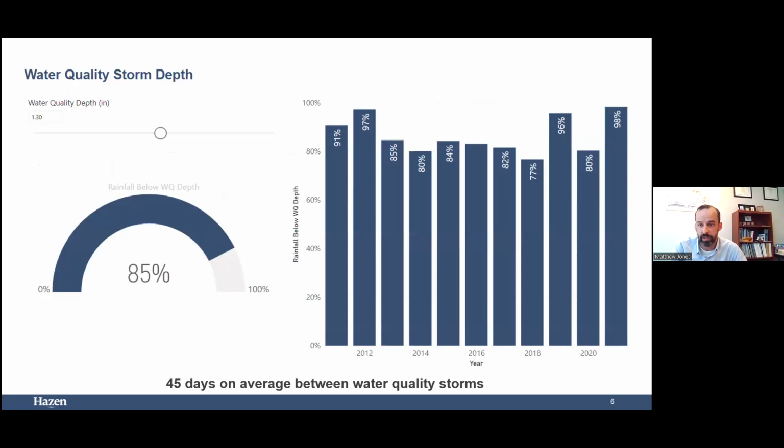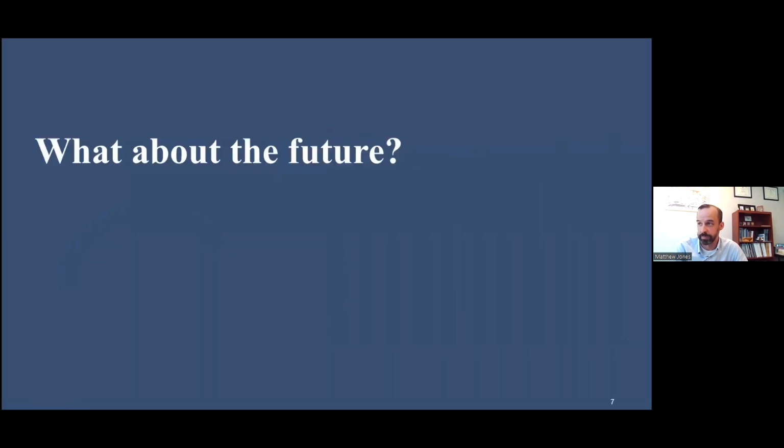The other is when we look at historical rainfall, looking at our water quality depth, often the sizing of our green infrastructure, and we see variability there. For this particular location, if we look at the 85th percentile, it's about a 1.3 inch depth, but it's worth noting that year over year, there is variability. In some locations, we see an awful lot of variability, both in terms of the percent of annual rainfall volume that's represented by that depth, as well as the frequency of those water quality storms. So that's looking at the past.